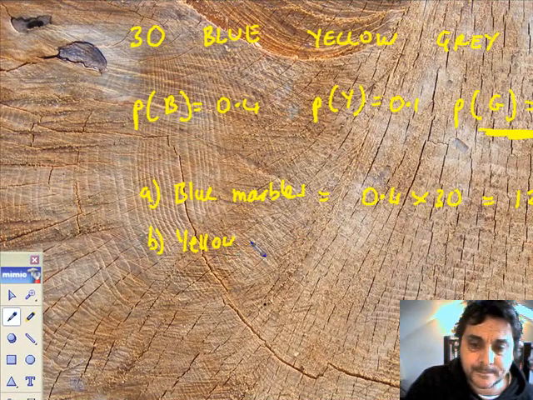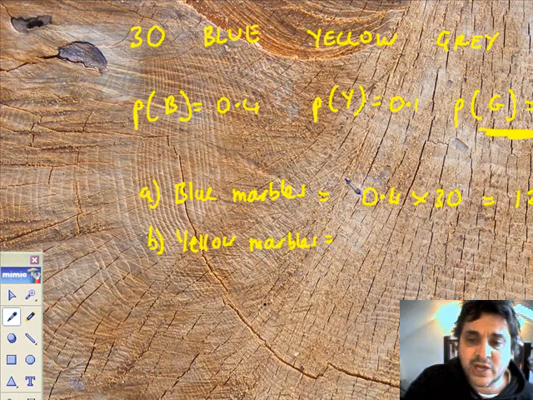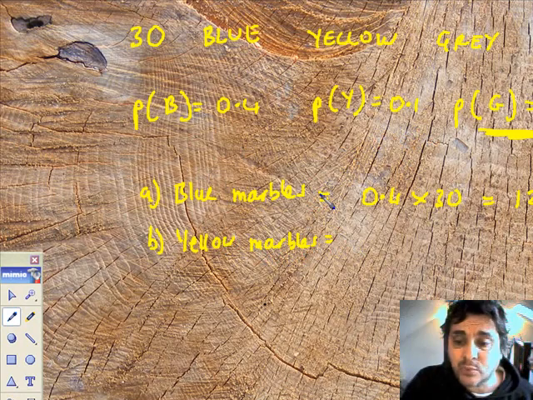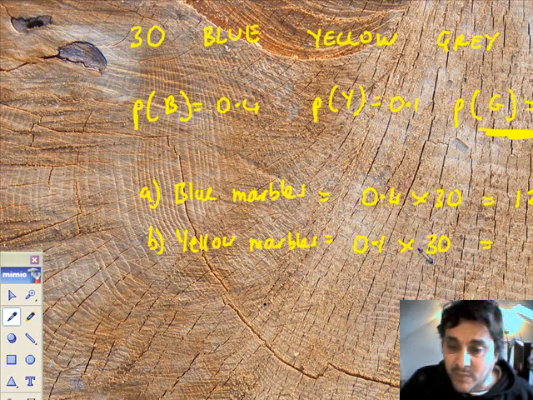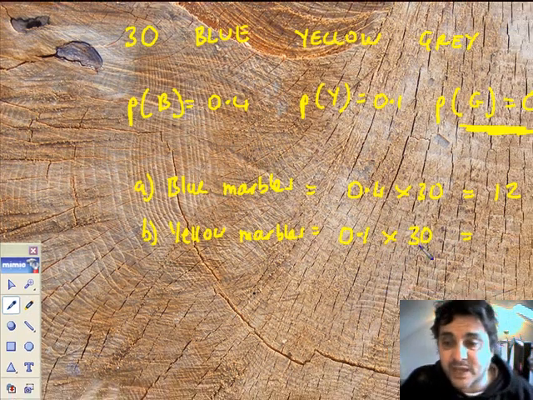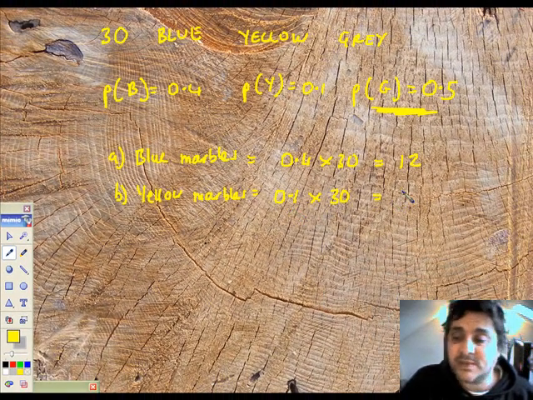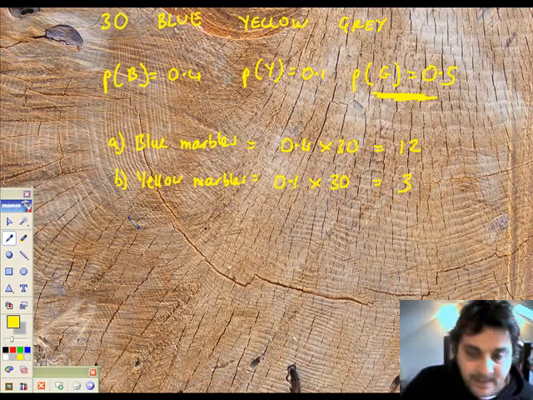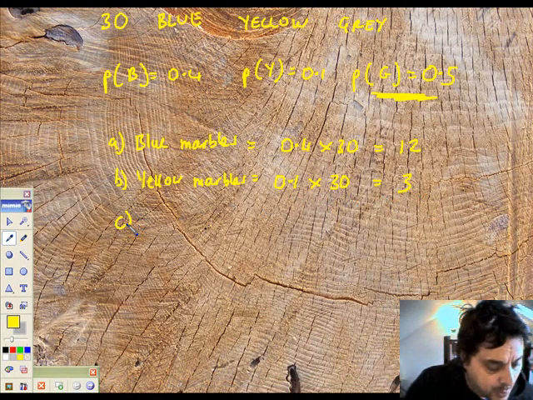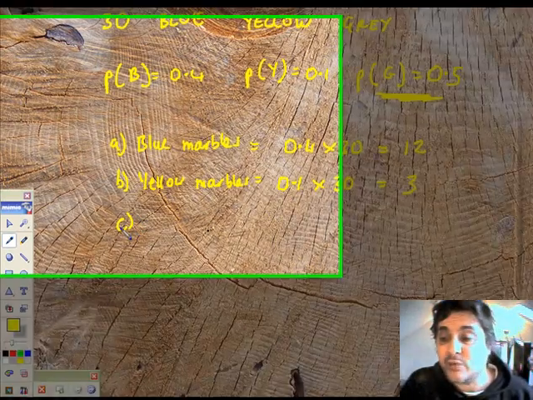Same method. The probability of getting one yellow marble is 0.1. Therefore, if I multiply it by 30, I should get the number of yellow marbles. So I should get 0.1 times 30. So I'm expecting to have 3 yellow marbles in there. And C says, what is the probability that he'll pick a grey marble?